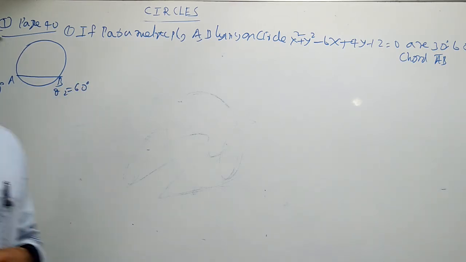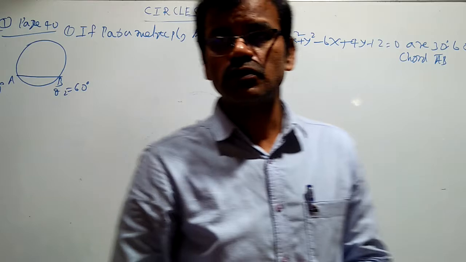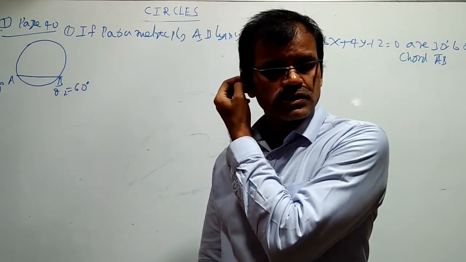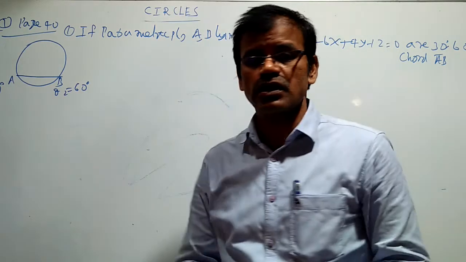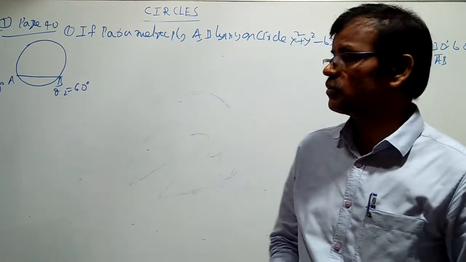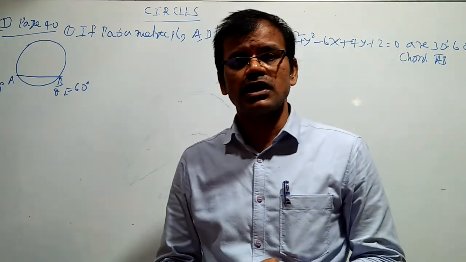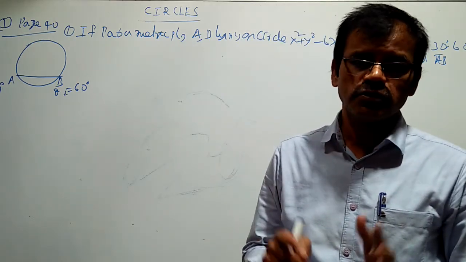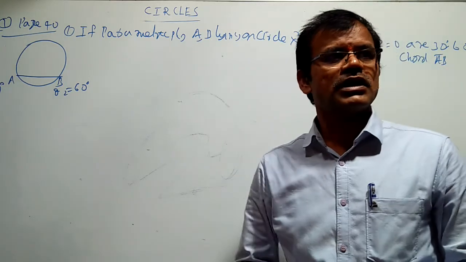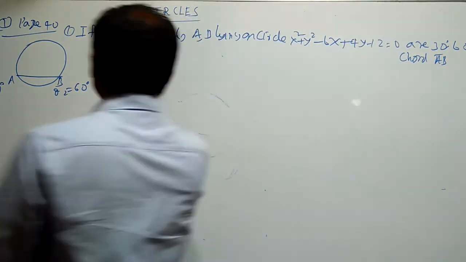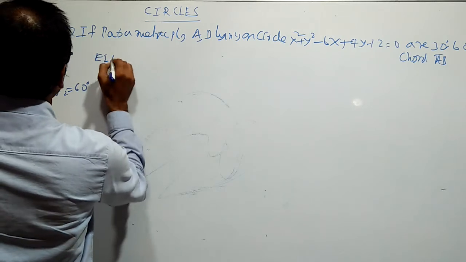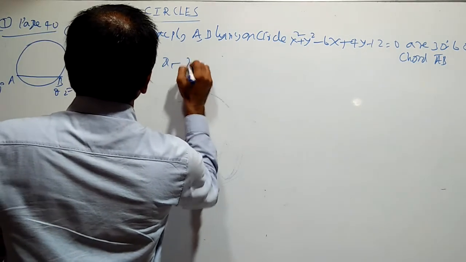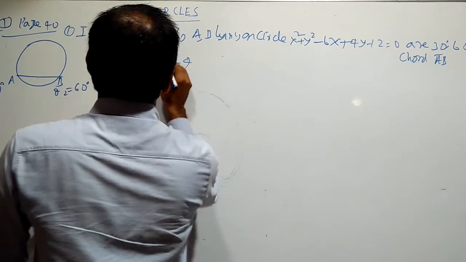I said the proof also: the equation of the chord joining the 2 points (minus g plus r cos theta 1, minus f plus r sin theta 1) and (minus g plus r cos theta 2, minus f plus r sin theta 2) is x plus g into cos of (theta 1 plus theta 2) by 2 plus y plus f into sin of (theta 1 plus theta 2) by 2 is equal to r into cos of (theta 1 minus theta 2) by 2. Using that formula, you should write the equation of the chord joining the 2 parametric points.